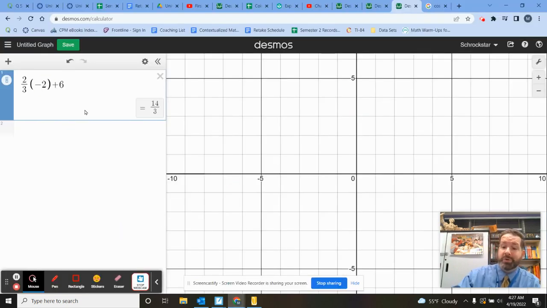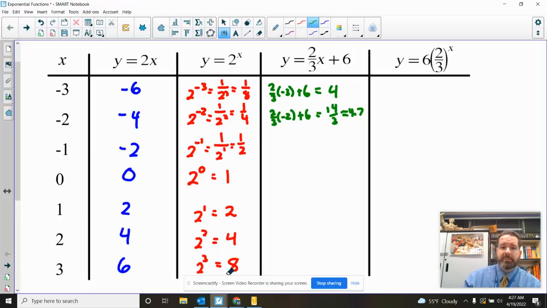Next up, let's put a -1 in for the x. Now, I'm going to not work too hard. I'm going to take my calculator here, just change the -2 to a -1. So it's 16/3, which as a decimal is about 5.3. Okay. So when x is -1 on this equation, y is 16/3, which is about 5.3.